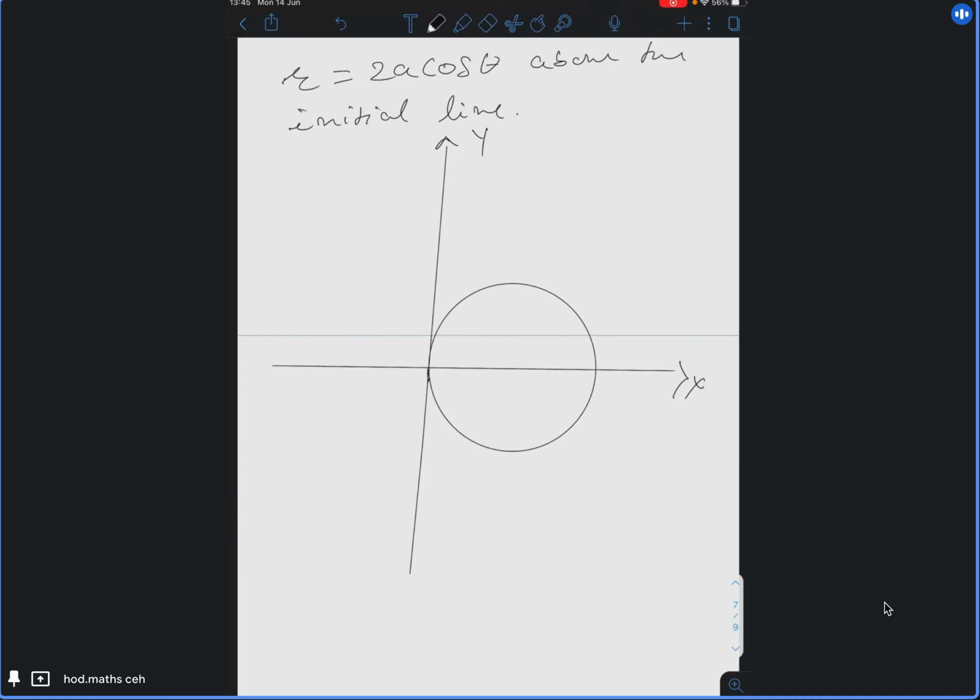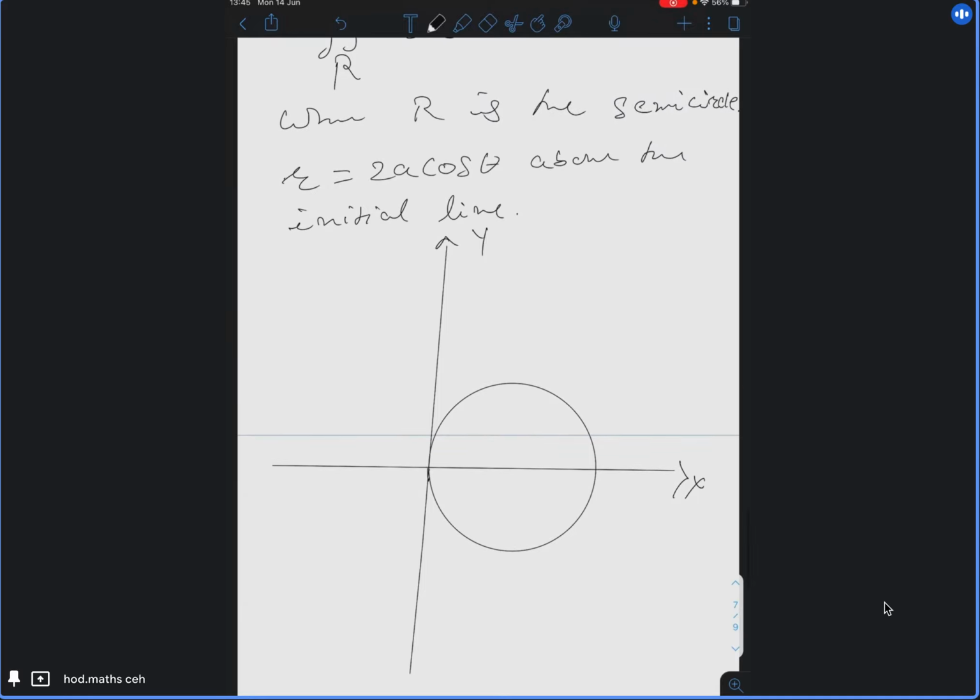Okay. Now they want this. This is a whole circle, r is equal to 2a cos theta. But the region of integration is given as above the initial line. So above the initial line means this much part you will consider. This is the region of integration.